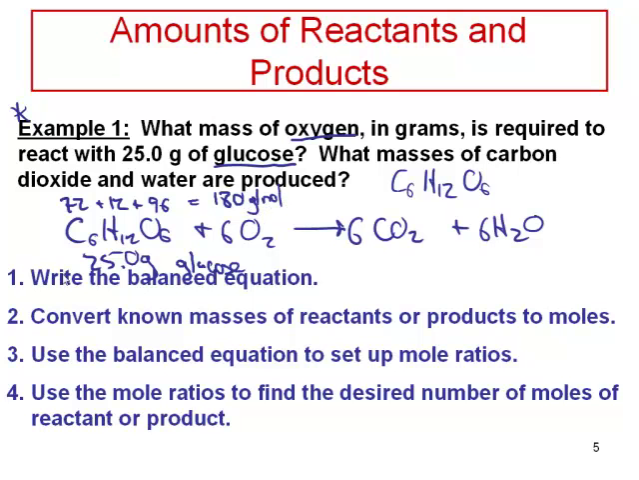So now we're going to change grams into moles using the molar mass. We have 25 grams of glucose. 1 mole has a mass of 180 grams. How many moles of glucose do we have? Calculate that. 7.2? 7.2 what?